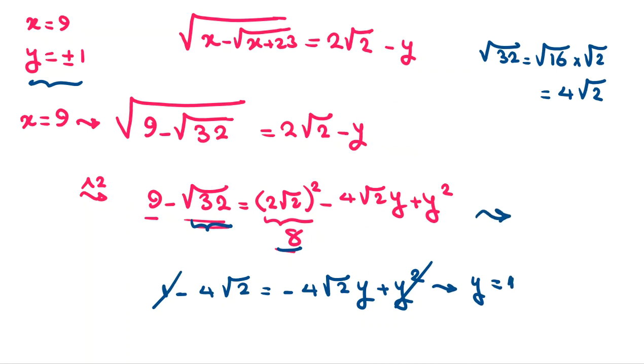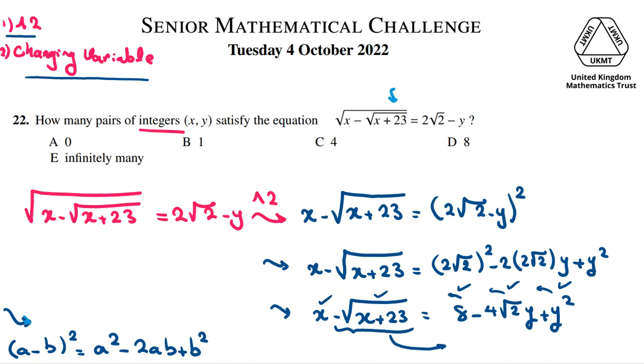So the only case for x and y is x equal to 9 and y equal to 1. And the problem says, how many answers do we have? So it is B, and we have one answer.